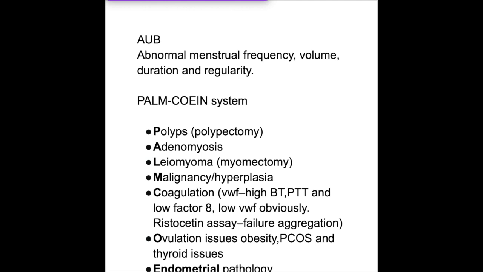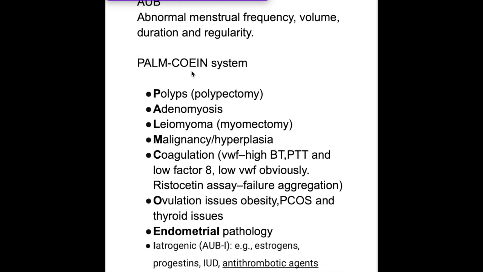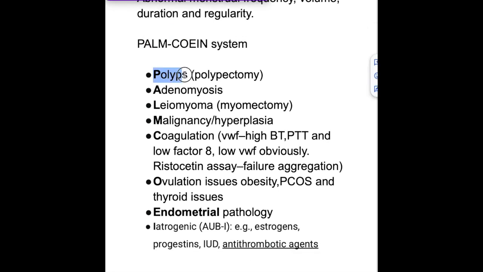And so what is the definition of abnormal uterine bleeding? It's defined as an abnormal menstrual frequency, volume, duration, and regularity of the menstrual period. And this can be defined by the mnemonic PALM-COEIN. These are the etiologies that you should know regarding abnormal uterine bleeding. So the first topic is polyps. Polyps are usually benign in nature, but they can cause bleeding, and the treatment for that would be simple polypectomy.